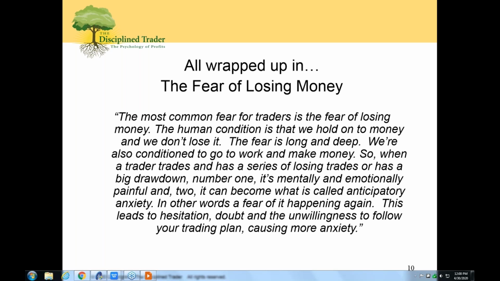We're also conditioned to go out to work and make money. So when a trader trades and has a series of losing trades or has a big drawdown, number one, it's mentally and emotionally painful, and two, it can become what's called anticipatory anxiety. In other words, a fear of having it happen again. This leads to hesitation, doubt, and unwillingness to follow your trading plan, and that just causes more anxiety.